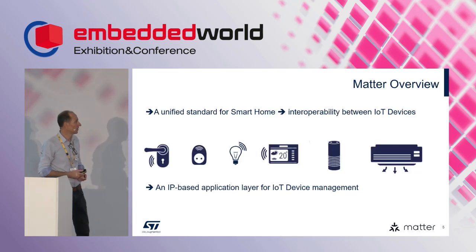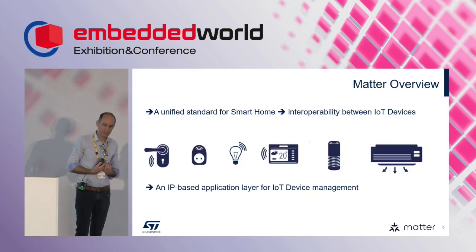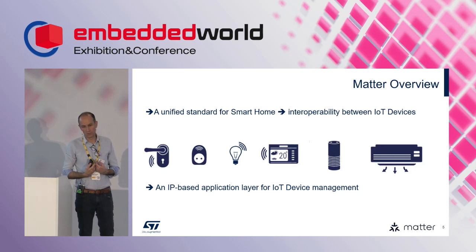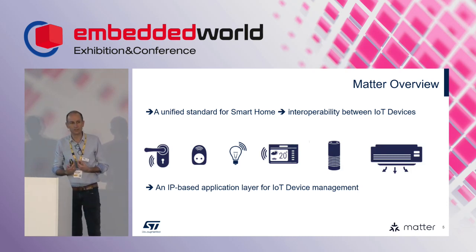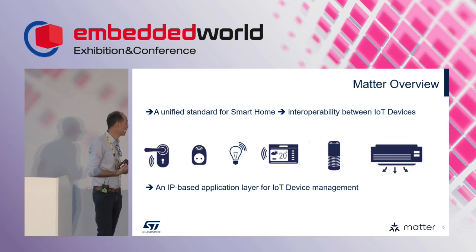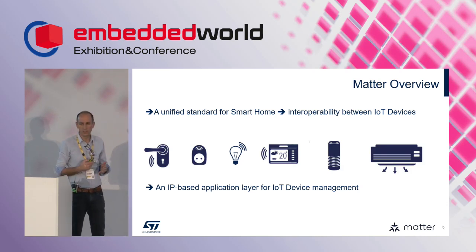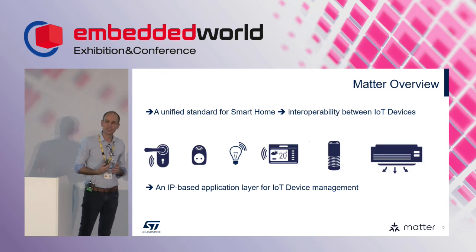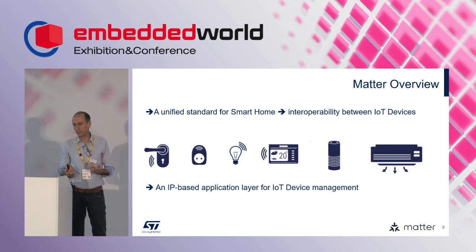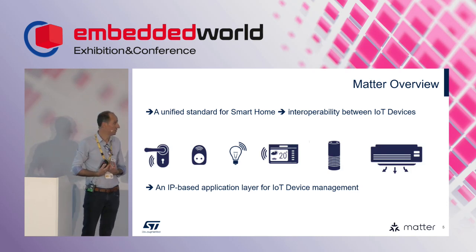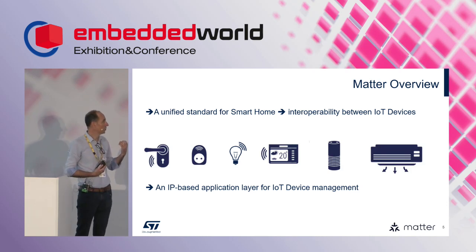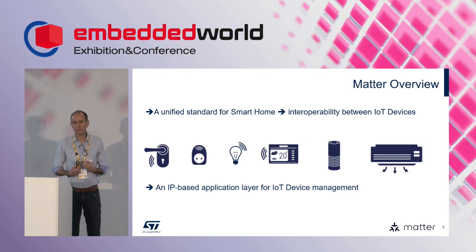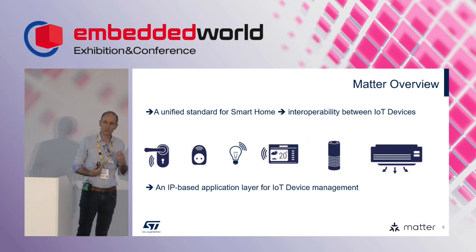So what is Matter? Matter, in fact, is an initiative coming from a group named CSA. This stands for the Connectivity Standards Alliance. There are many CSAs today, too many at some point. Here, this is a CSA that is now in charge of Zigbee and Matter connectivity standards. So the objective is to have a unified standard for all objects at the smart home. That is something really important.